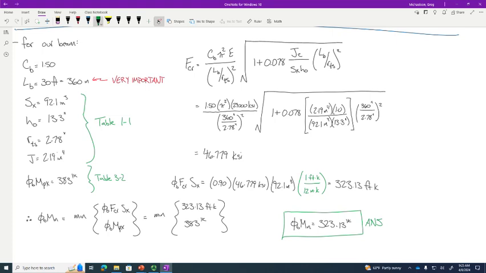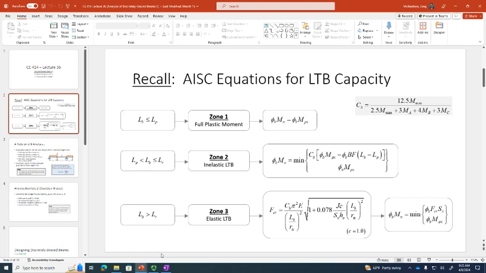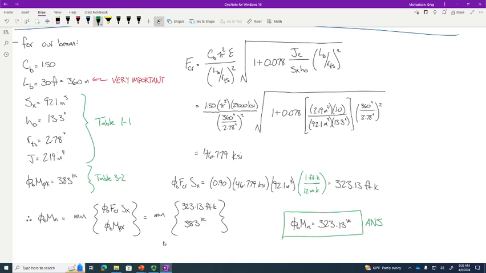Because I don't care what's going on, Cb is serving to increase our buckling stress, right? But you cannot increase it beyond Mp. So that's what's happening right here. Does that make sense? Is everybody okay with that? Again, here's our zone. So anytime you're in zone 2 or zone 3, the capacity is the minimum of something and Mp. That was a lot of heavy math for 9:15, 9:20 a.m. So is everybody good with this?